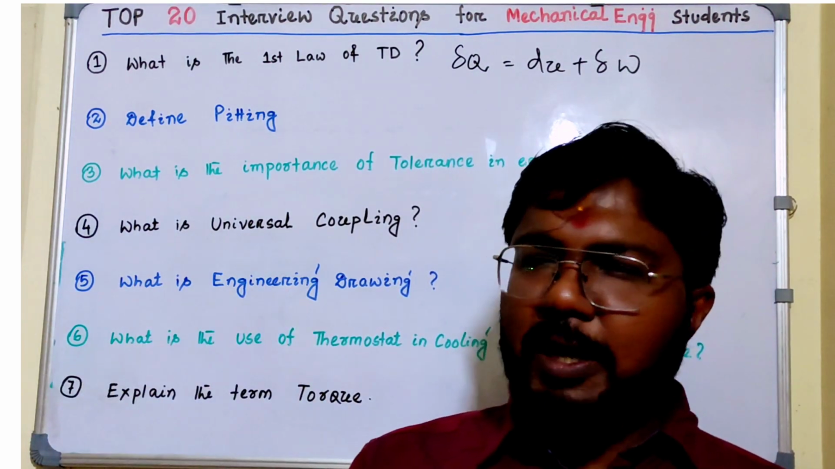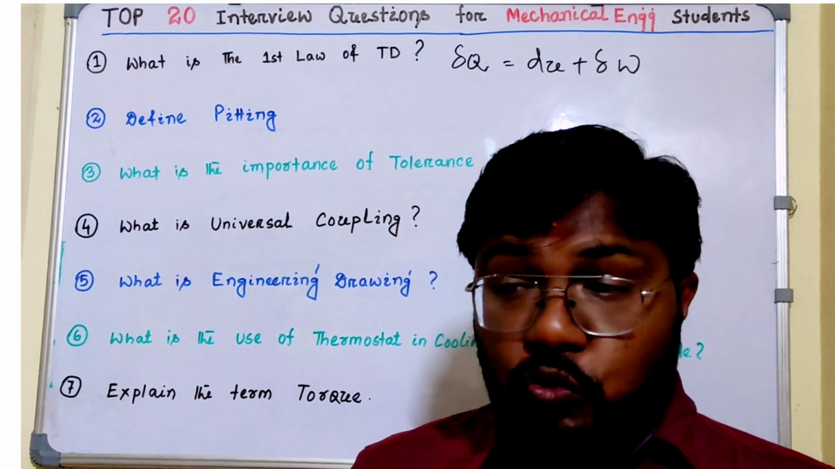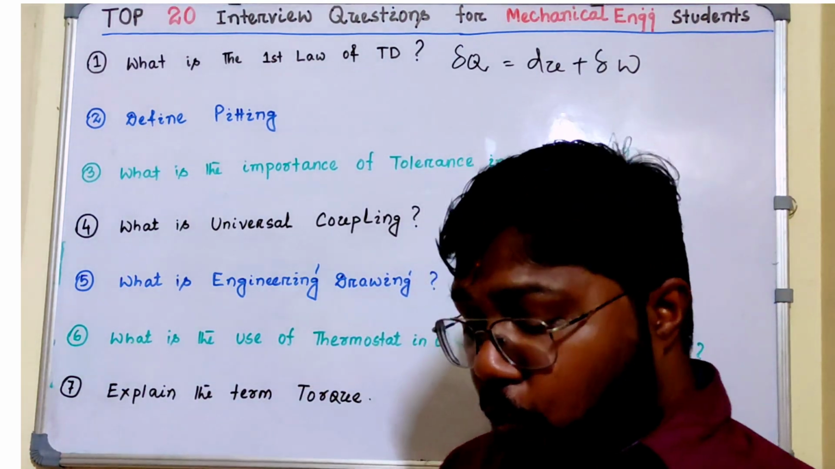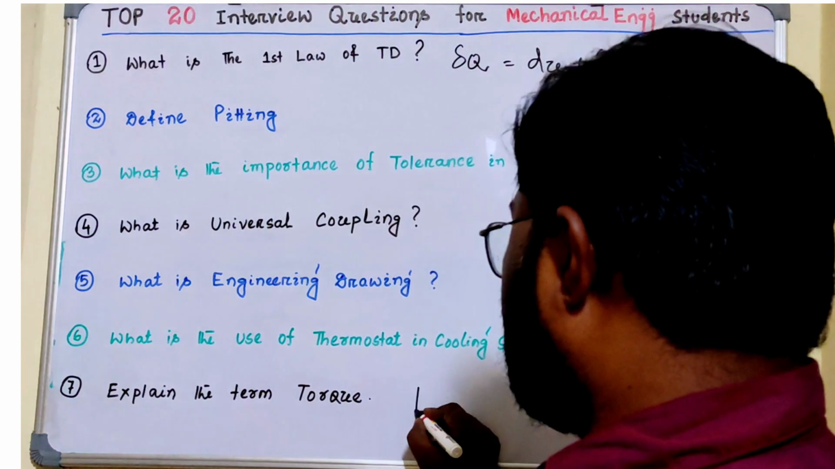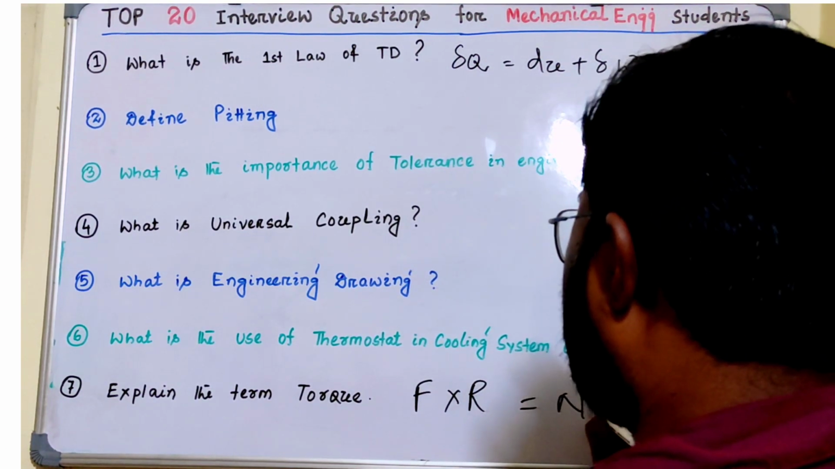It may be a turbine shaft, it may be an automobile wheel, it is rotating. So torque is the force that enables rotation. So torque is force into radius, and you can say that its unit is Newton into meter.